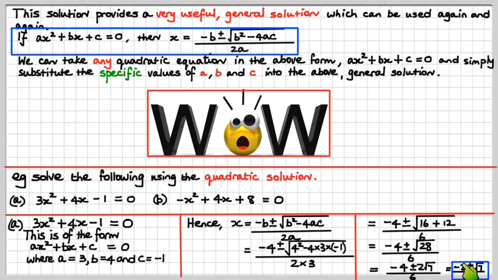In other words, x is minus 2 plus root 7 over 3, or x is minus 2 minus root 7 over 3, which fills us with glee. And it's a mighty big wow, you see? It's terrific. Okay, what about b now?